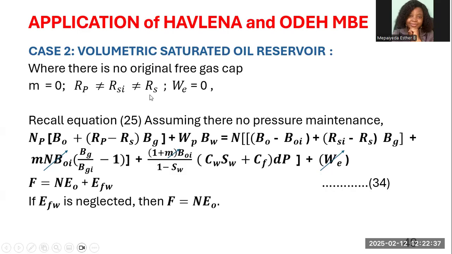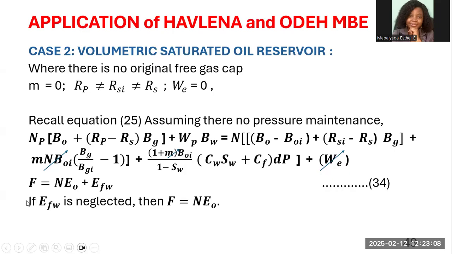So this is no longer equal because your reservoir is now in the saturated state. You have the whole of your F, and this is no longer 0 because Rp is not equal to Rs. W is 0, affected. There is no gas cap, just that we may have a secondary gas cap, but it is not the original gas cap, okay?